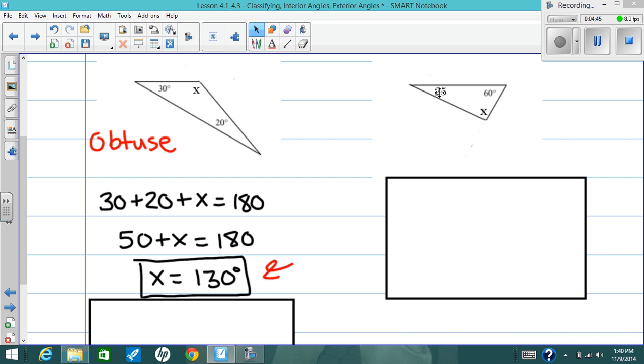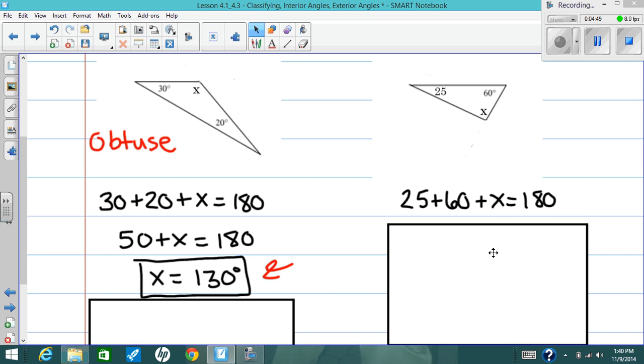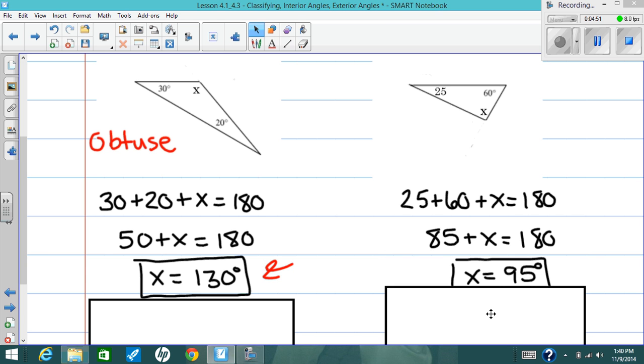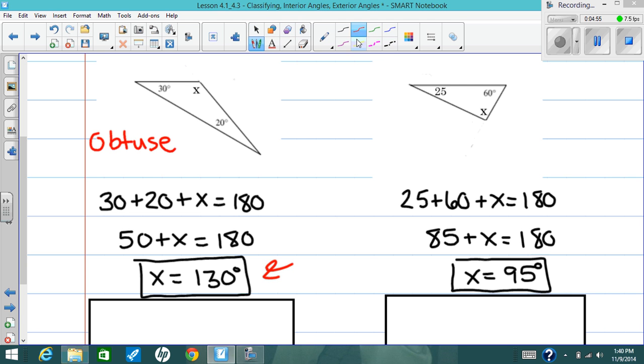This triangle over here, I can do the same thing. 25 plus 60 plus x should equal 180. Do some solving, and I get that x is 95. X looks like it's 90, but it's not. It's 95. That's another obtuse angle, so this is another obtuse triangle. Now we can't really name it by its sides because we don't know how long they are, but we do know a name by their angles, and they're both obtuse.